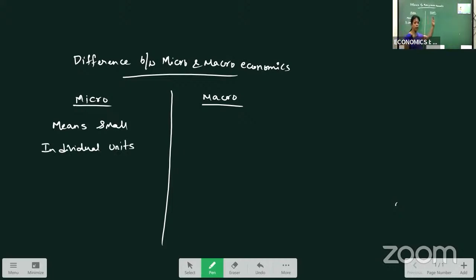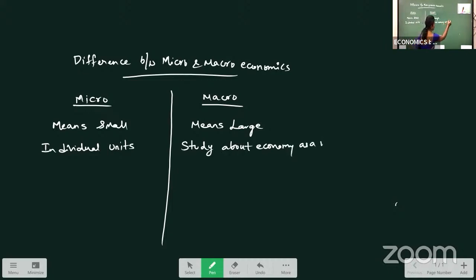Whereas when we talk about macroeconomics, macro means large, right? Macro means large, meaning we are going to study in large quantity. That means it studies the total economy, the economy as a whole.